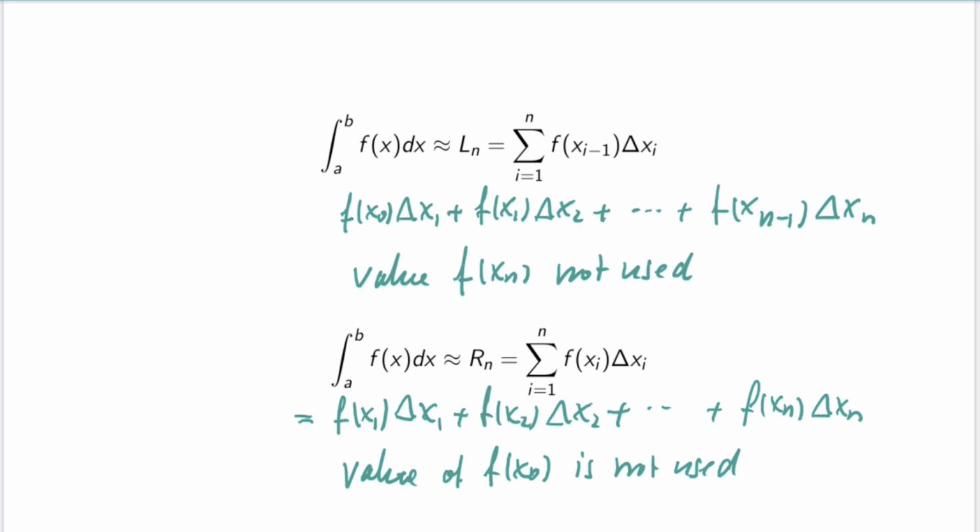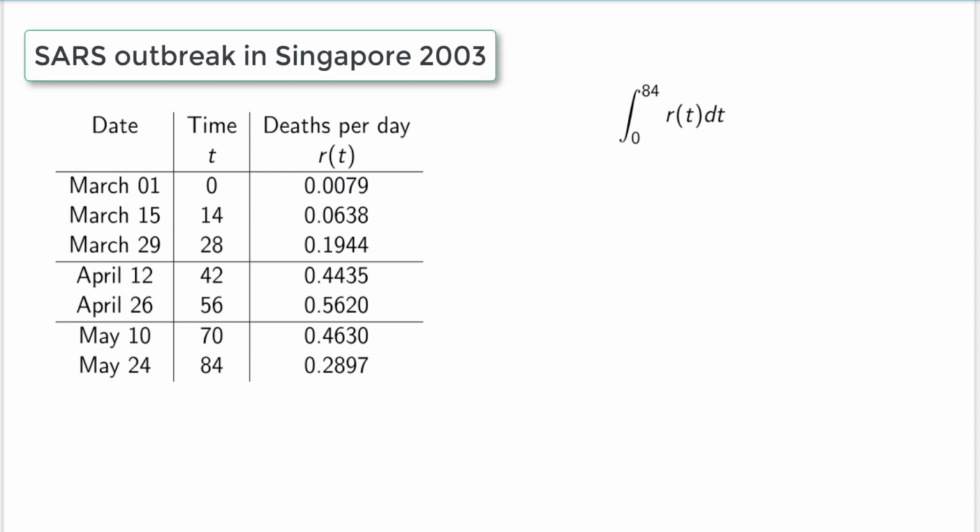Let's see an example. So here's the data example which we have shown you before. It's about the SARS outbreak in 2003 in Singapore. It lists the dates when the measurements were taken. They are 14 days apart. And then we have the death rate. R of t is deaths per day in this time period of 14 days. We are interested in the total number of deaths due to SARS, which is the integral from 0 to 84 days R of t dt.